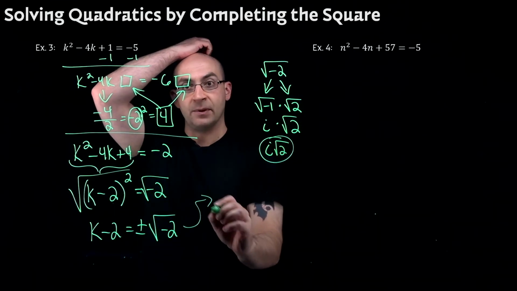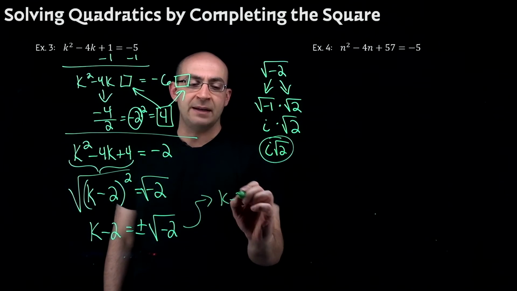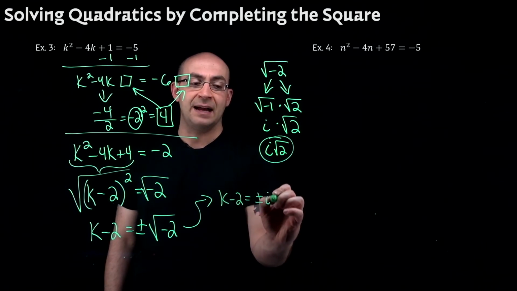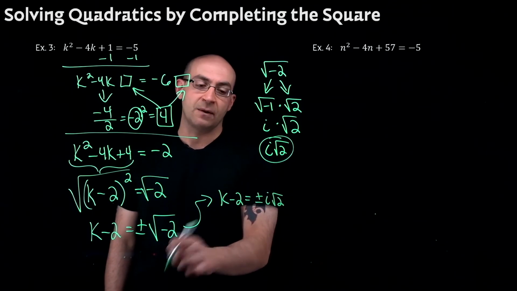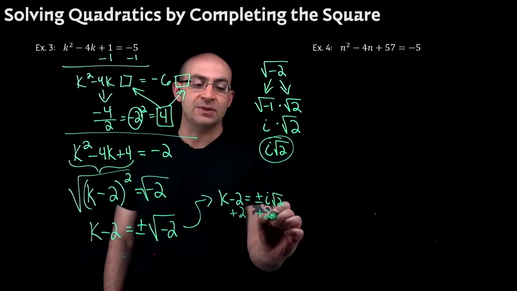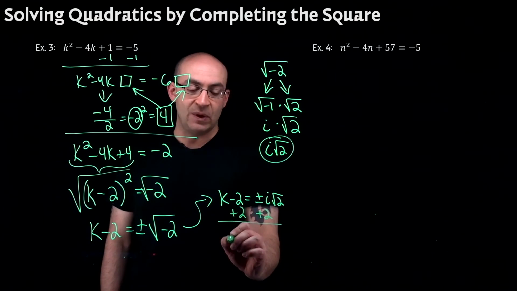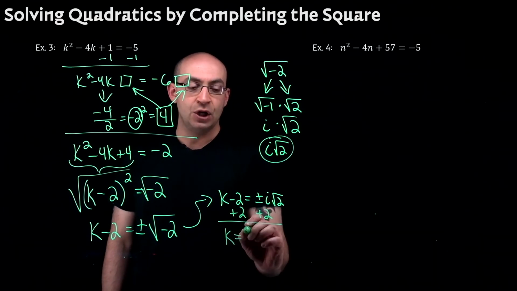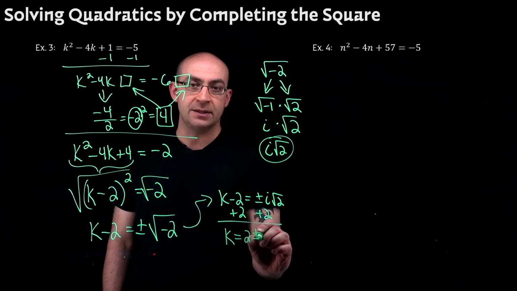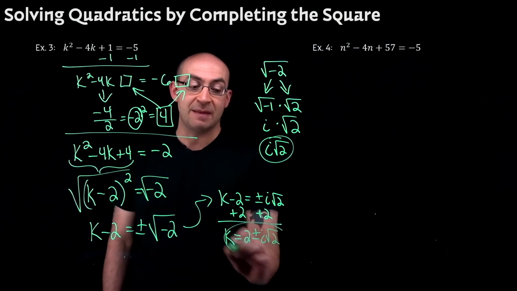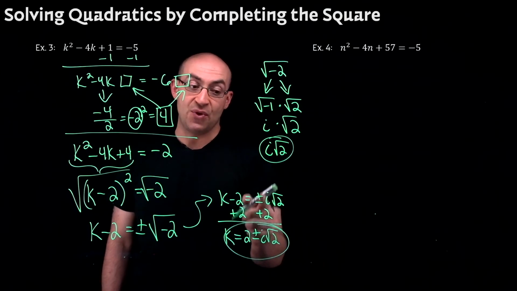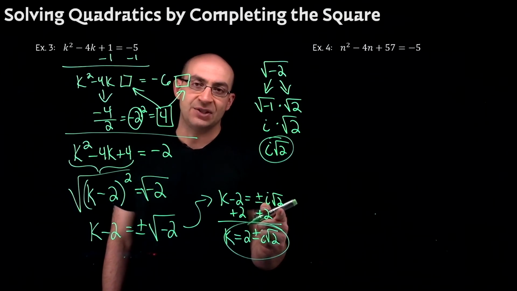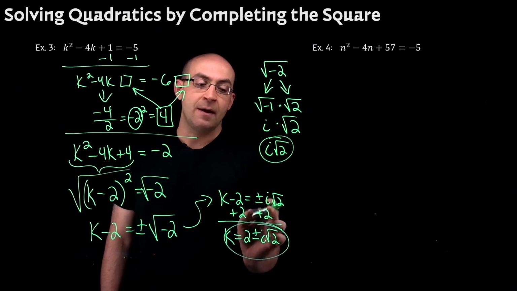So let's bring this up a little bit. We're going to be left with k minus 2 equals plus or minus i root 2, which is a lot cleaner than this negative 2 under the radical. Last step is we're going to add 2 to both sides, and we're going to be left with k equaling 2 plus or minus i root 2. And that is my final answer. Now again, we can't really add 2 to this value. They're not like terms. So I'm just going to put them next to each other, but the 2 has to go in front of the plus or minus.